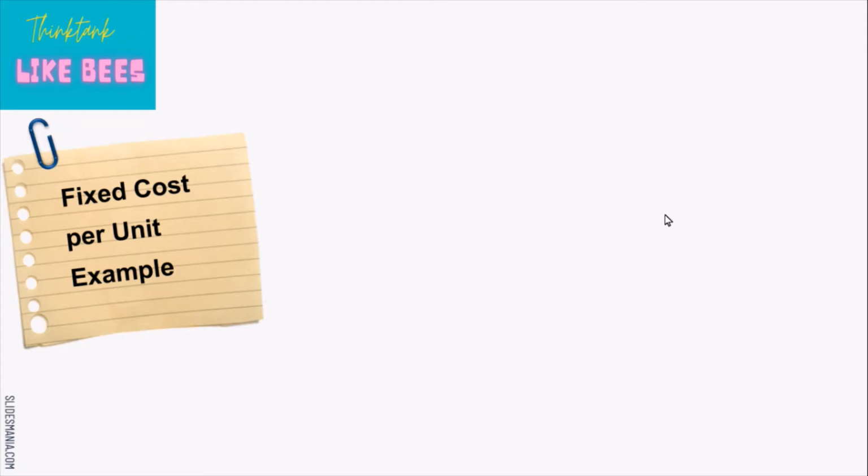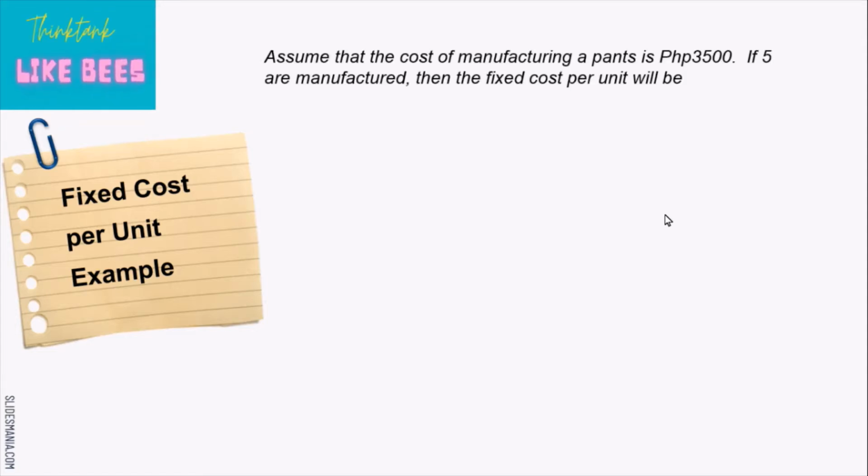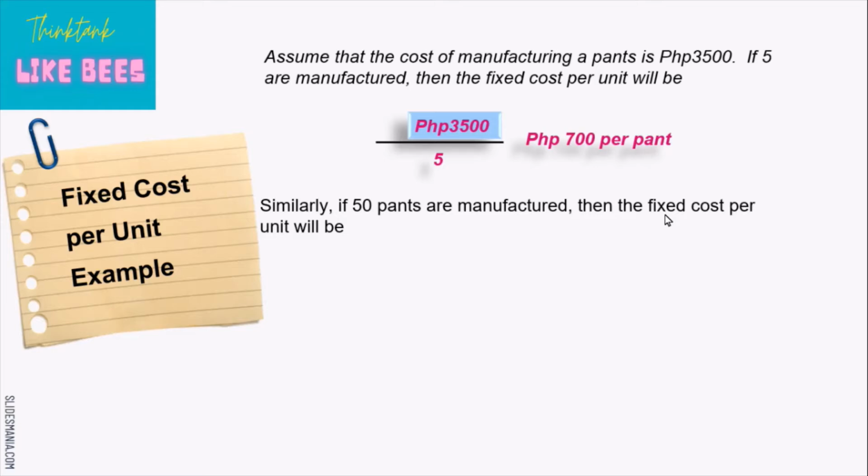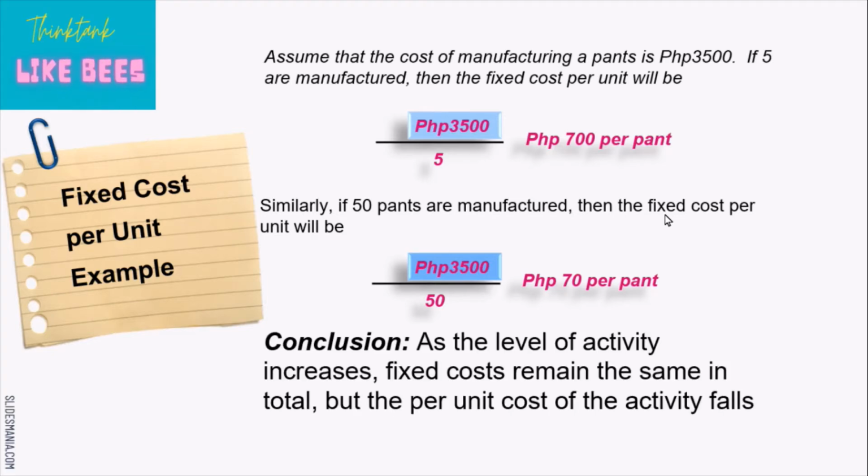Fixed cost per unit example. Assume that the fixed cost of manufacturing pants is 3,500. If 5 pants are manufactured, then the fixed cost per unit will be 3,500 divided by 5, which is equal to 700 per pant. Similarly, if 50 pants are manufactured, then the fixed cost per unit will be 3,500 divided by 50, so we have 70 pesos per pant. So, in conclusion, as the level of activity increases, fixed costs remain the same in total, but the per unit cost of the activity falls.